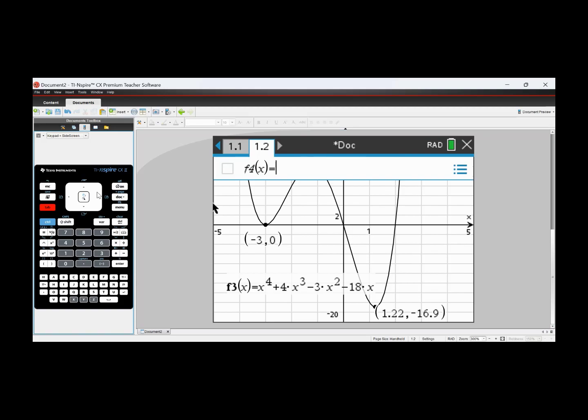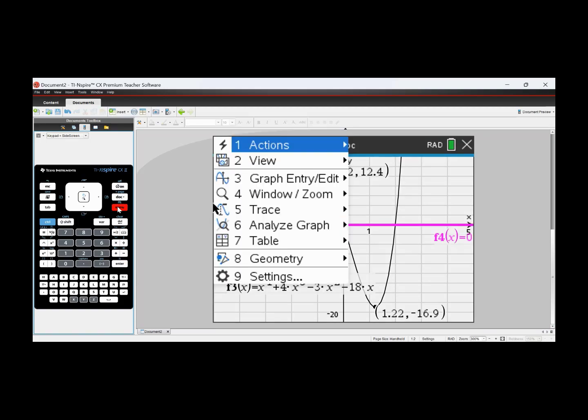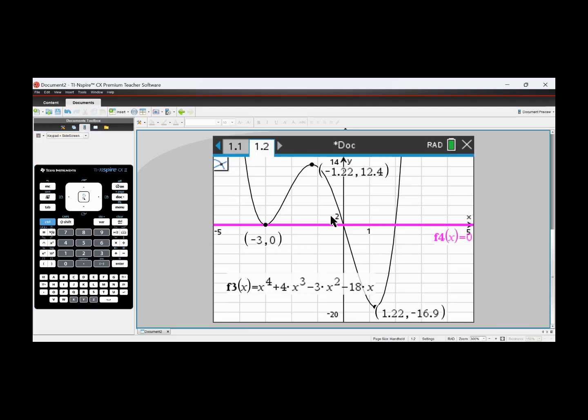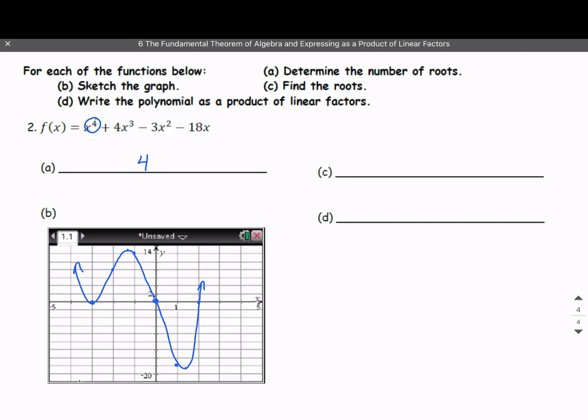We might want to go to that f of x and put f of x equals 0 in here. Menu, geometry, points and lines, intersection, click on your function, click on the x-axis, hit escape. Notice we got the point -3, 0 twice. That's because it's both a minimum and a root. Okay, and we should have seen on our calculator that our roots are at -3, 0, and 2.